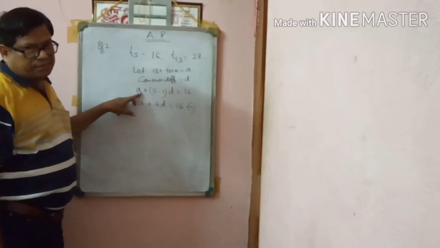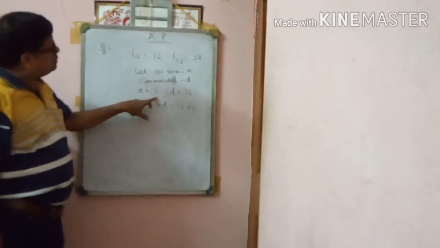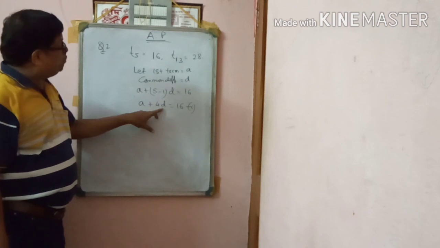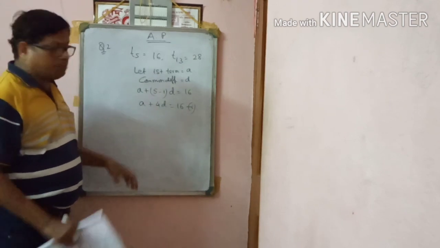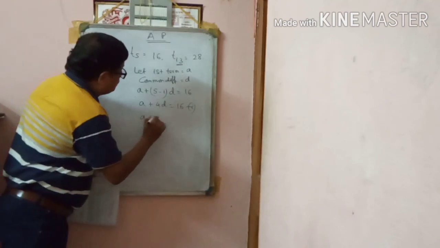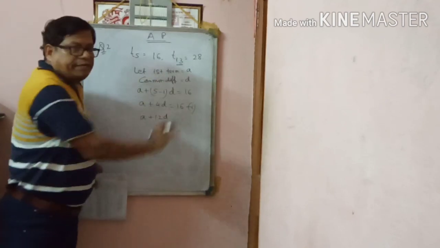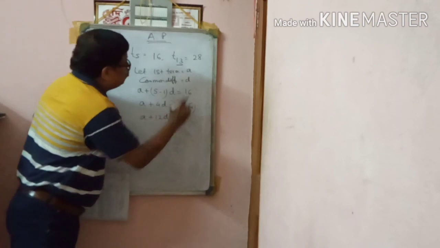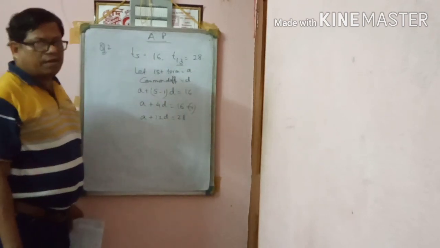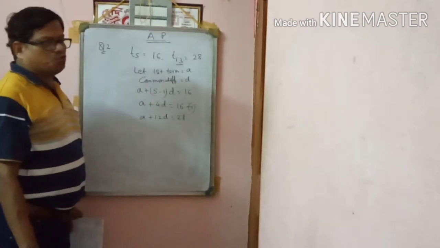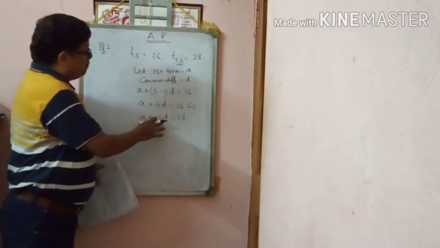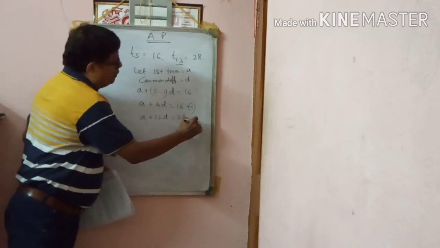So A plus 4D equal to 16, equation number 1. And T13 is given, so A plus 13 minus 1 into D, that is A plus 12D equal to 28, equation number 2.